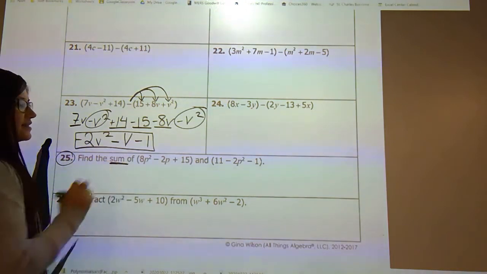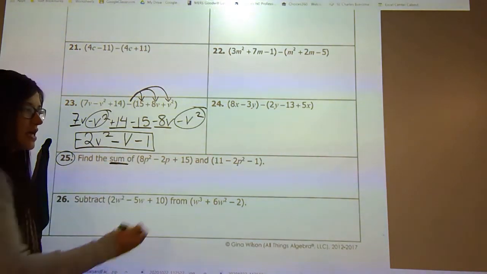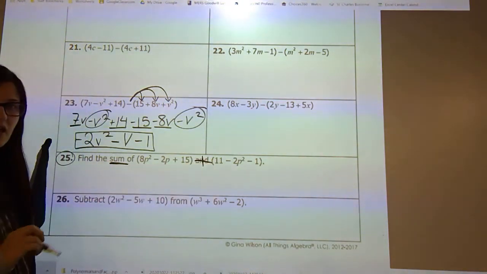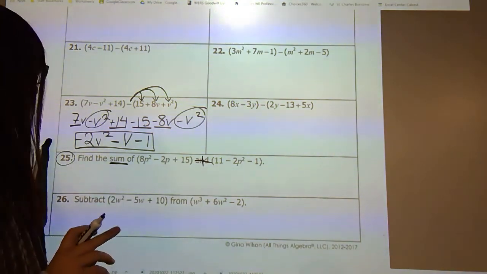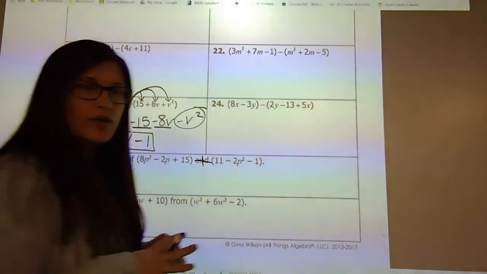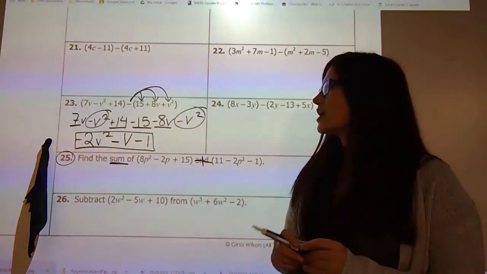We gotta find the sum of these. What does the sum mean? Add them together, okay? All right, that's our quick little review on adding and subtracting.